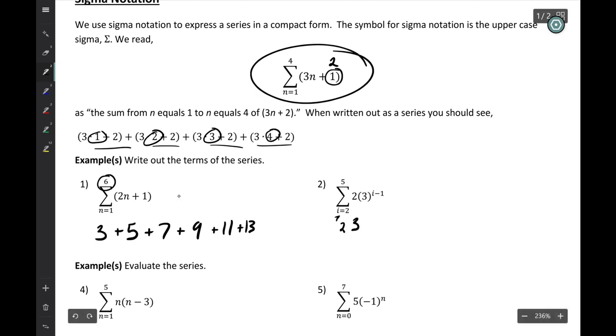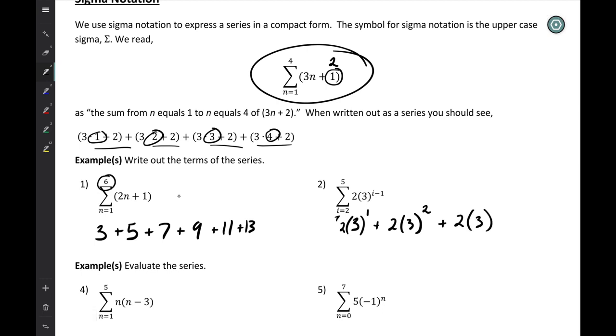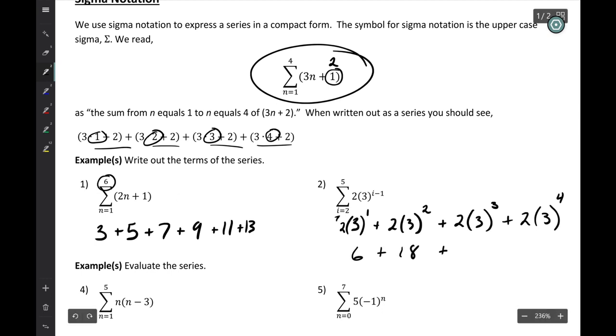So this becomes 2 times 3 to the 2 minus 1, which is 1, plus 2 times 3 to the 3 minus 1, which is 2, plus 2 times 3 to the 4 minus 1, which is going to be 3, and then my last term in my series is going to be 2 times 3 to the 4th. So you can see you went up by 1 in the exponent each time. And then if we go through and evaluate these, we see this is 6, this is 18, this is 54, and this is 162.